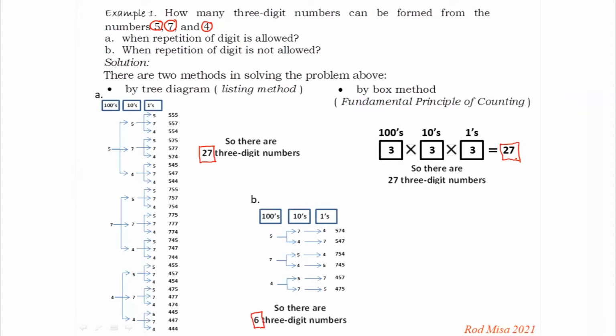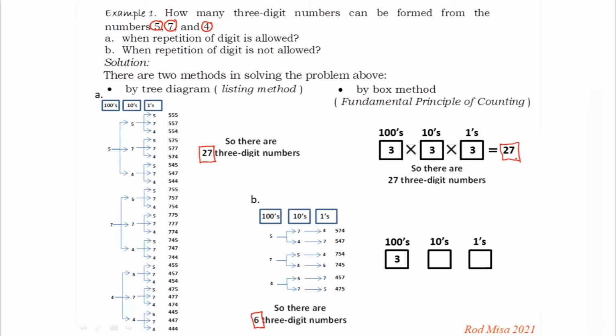Now, let's proceed to our second question, when repetition is not allowed. Here, I will be constructing 3 boxes: one for the hundreds place, the second for the tens place, and of course, the last box for the ones place because we are constructing 3-digit numbers. Now, in the hundreds place, I can choose any of the 3 numbers. I can place 5 or 7 or 4 in the hundreds place. So I have 3 choices.